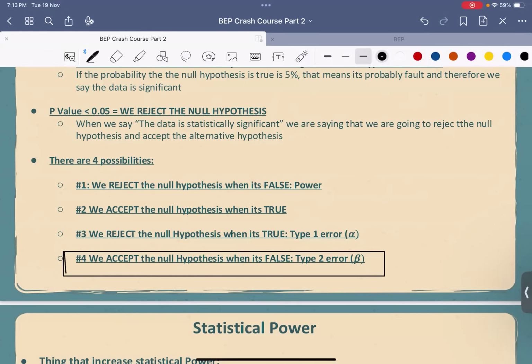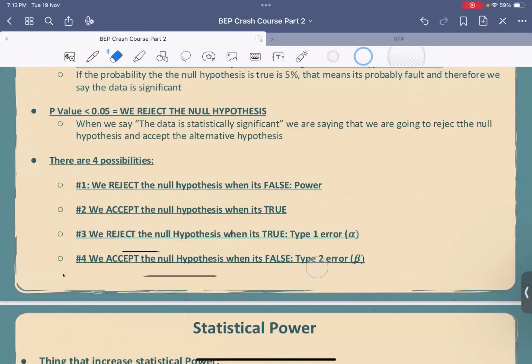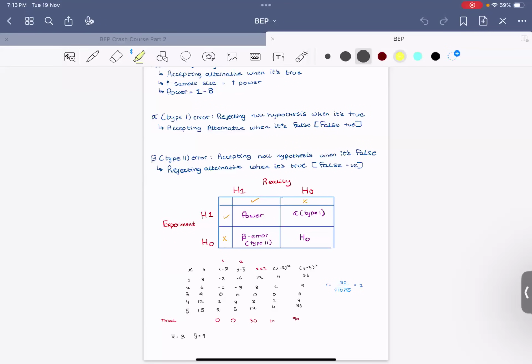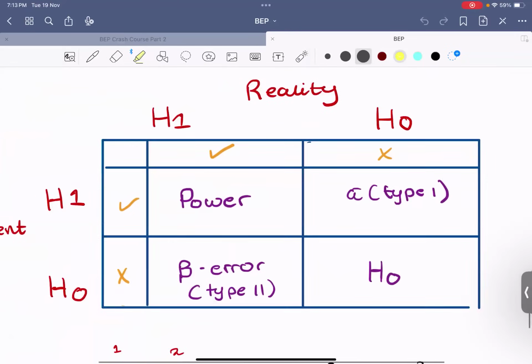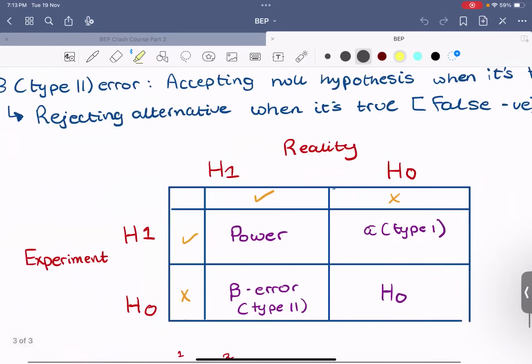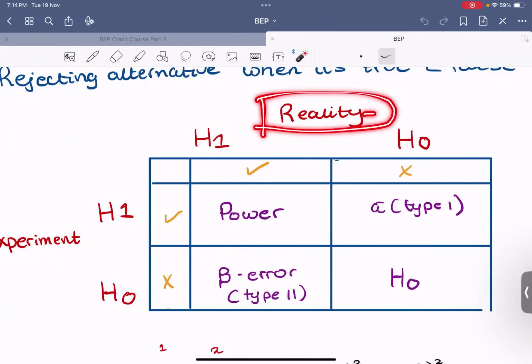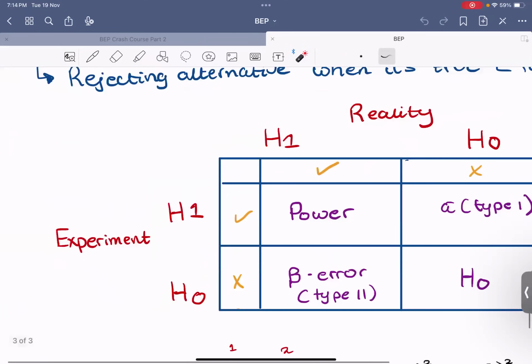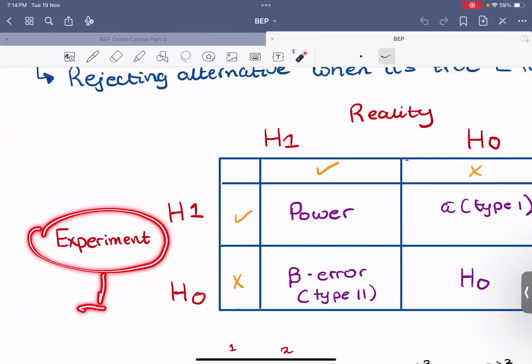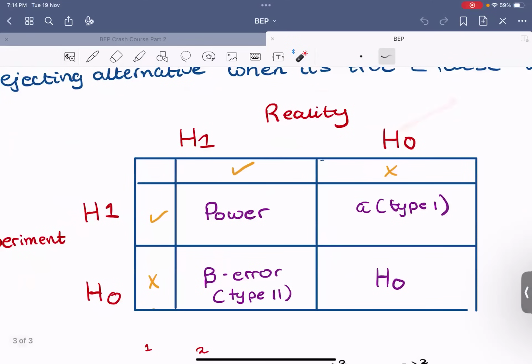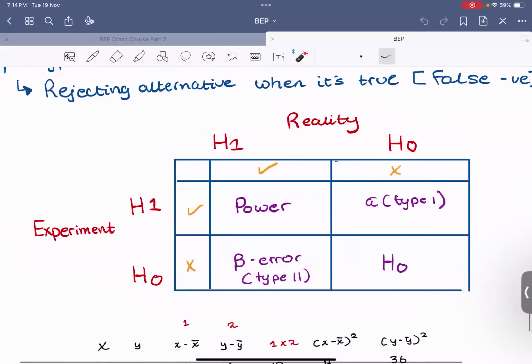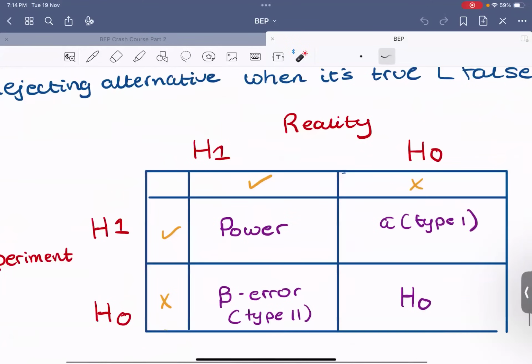So let me show you something. This table is a very nice summary. Over here in the top, we have the reality. So this is the actual population. And here we have our sample or the experiment. H1 equals alternative hypothesis, H0 is null hypothesis. So the first one is accepting. So this is accepting, this is rejecting.